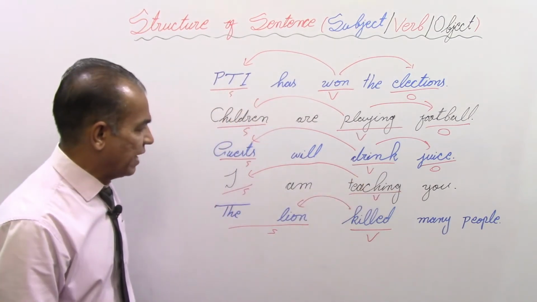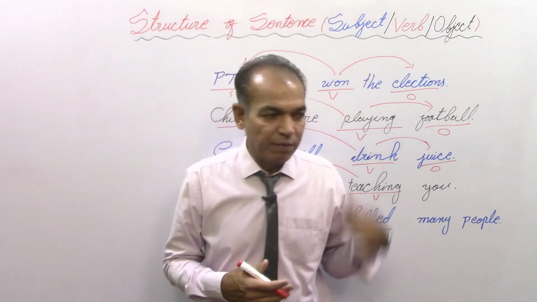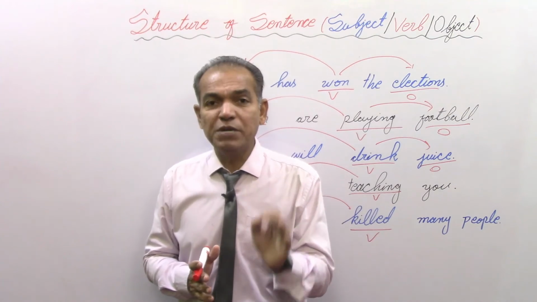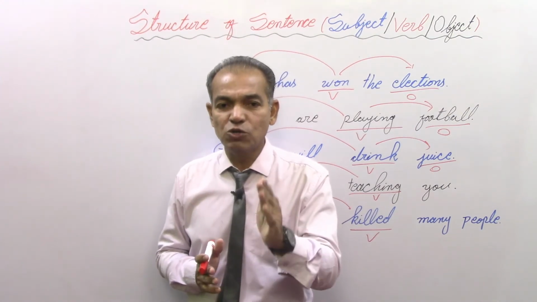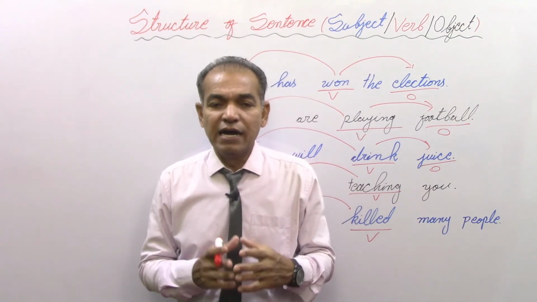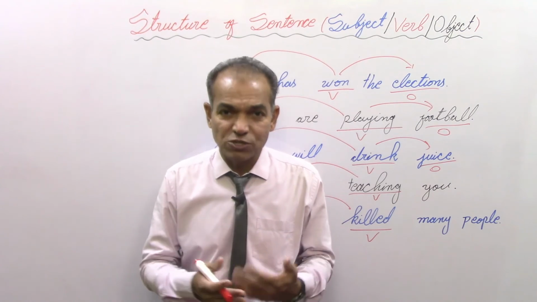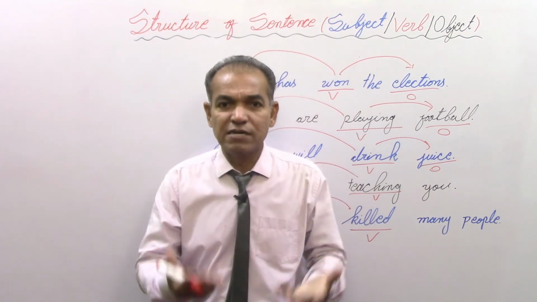The fourth example: "I am teaching you." Right now I am standing here and I am speaking. I am moving, I am writing. So I am performing an action of teaching. Who is being affected? You are being affected by this action. Why? Because you are learning something, and after learning, obviously you will be able to speak in English fluently. You will be able to express your thoughts, convey your message, and communicate with people.